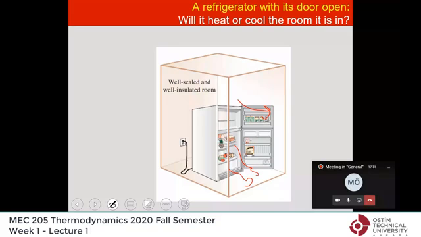Probably some of you are thinking that it will get cooler because of this cool air. But thermodynamics says, look at the wall outlet here. This refrigerator is continually consuming electric power. And then we ask, what happens to this electric power, this electrical energy? It is not anywhere in that room anymore.